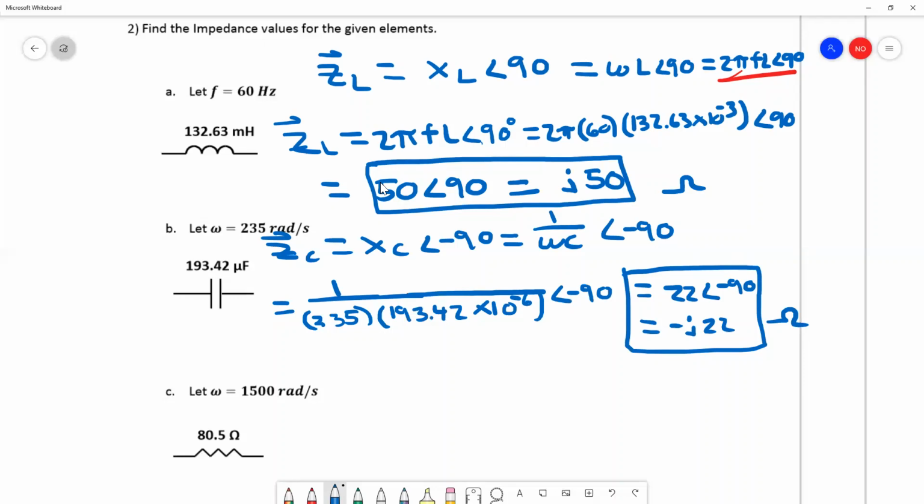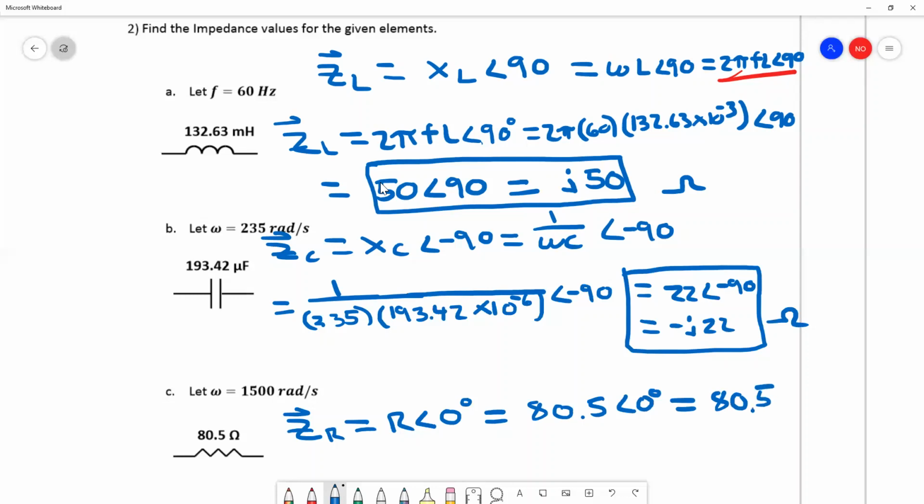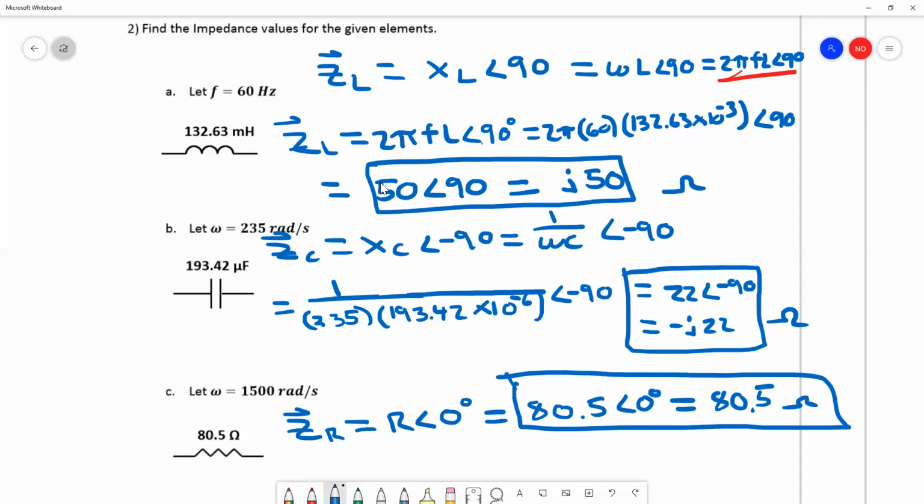Now finally, we have our resistor here. Now resistors are always at an angle of 0. So the equation is just R at an angle of 0. So 80.5 angle 0, or just 80.5 is a perfectly acceptable way to write it. And that is how you solve problem 2, part A, B, and C.